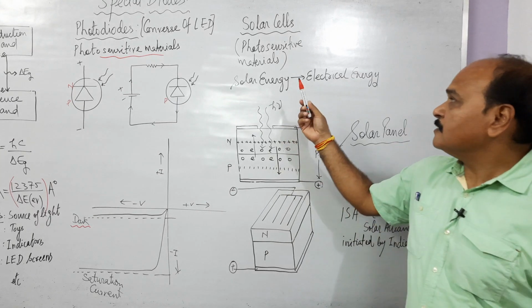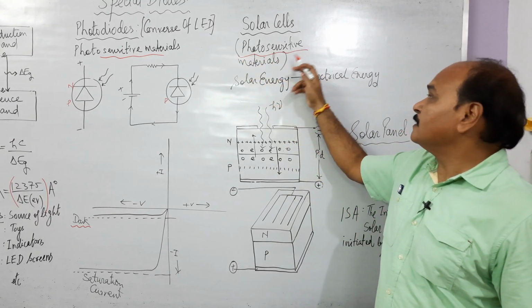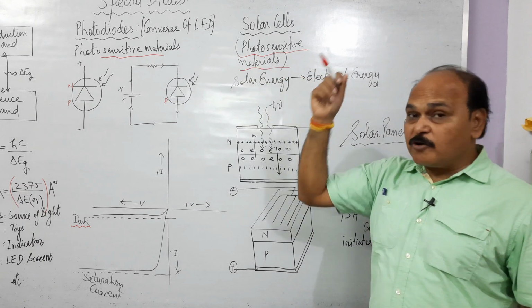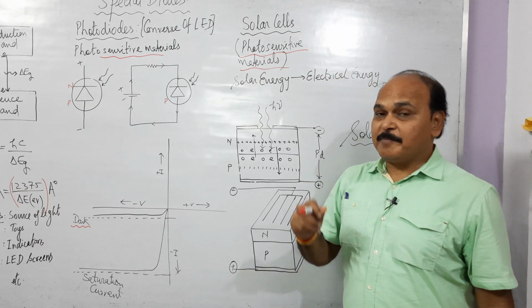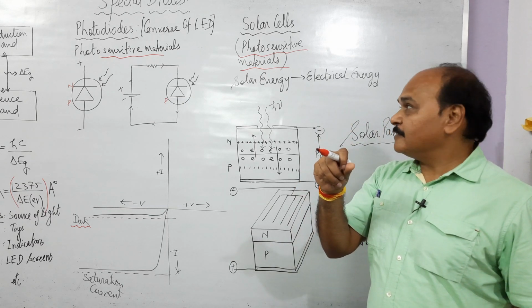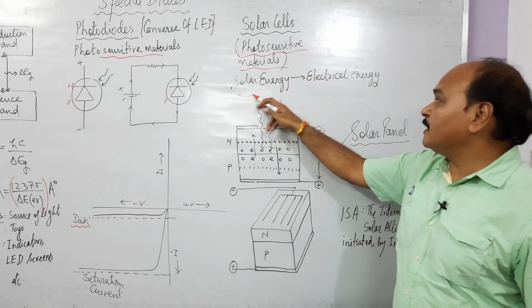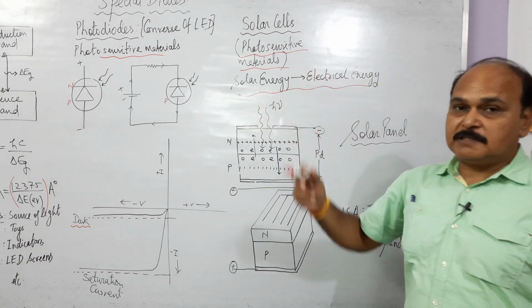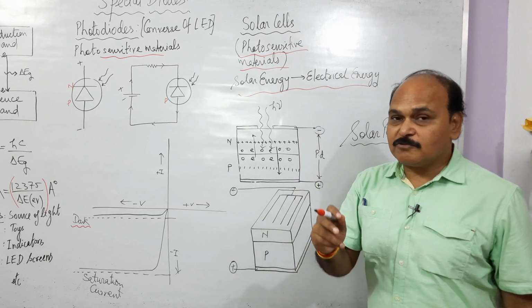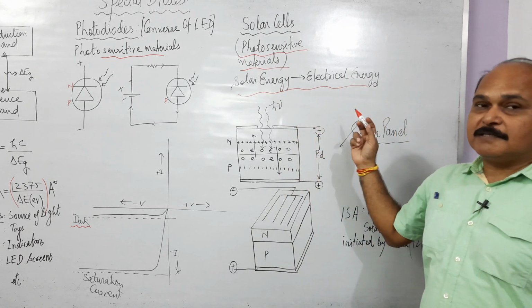Solar cells are also made up of photosensitive material. These are also special diodes, and the material which makes up these diodes has very low ionization potential. Well, the use of a solar cell is to convert solar energy into electrical energy. So these solar cells are used to convert solar energy into electrical energy.